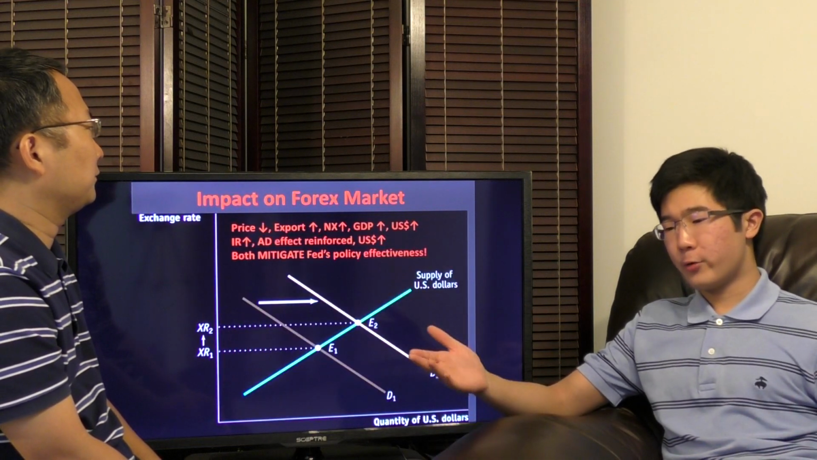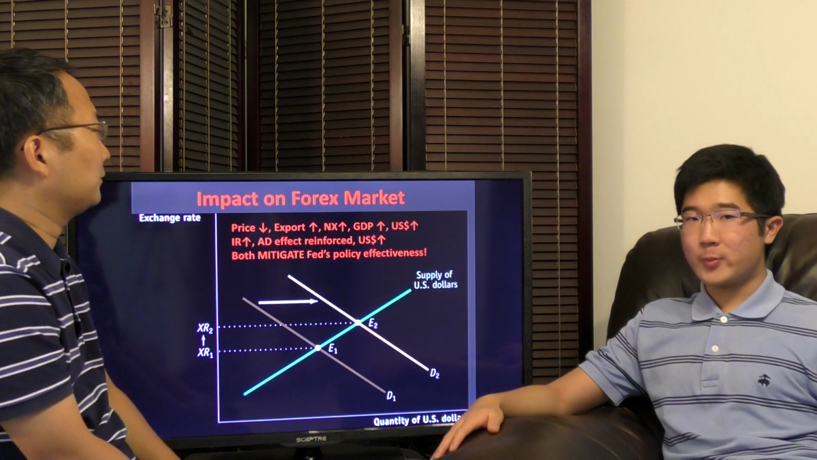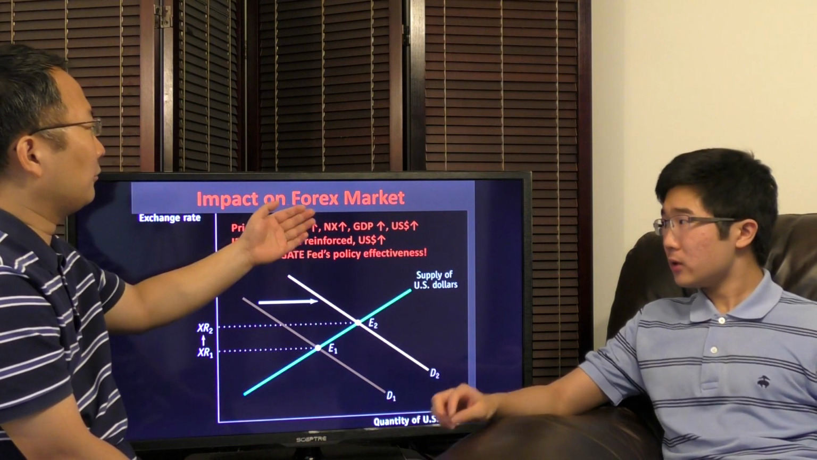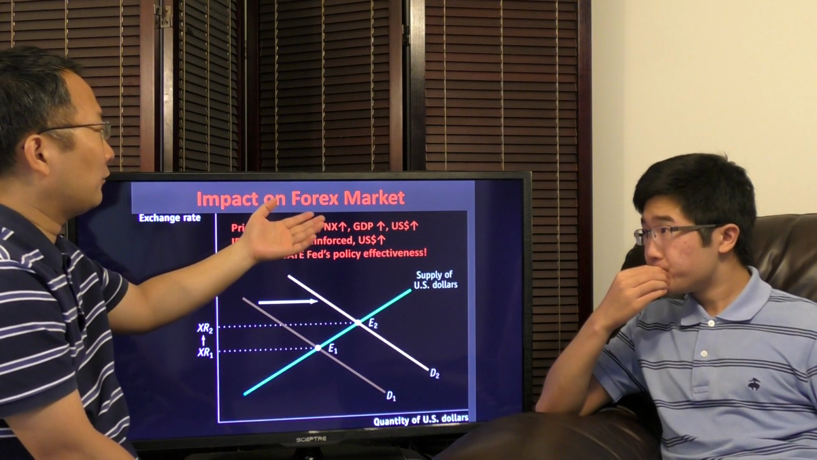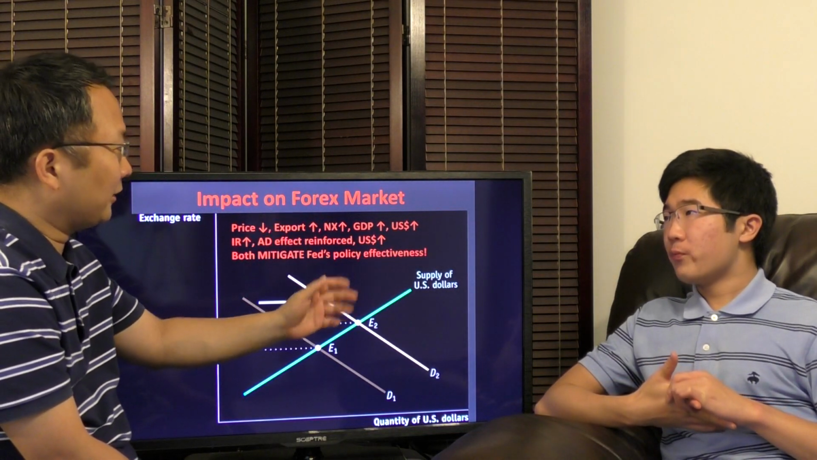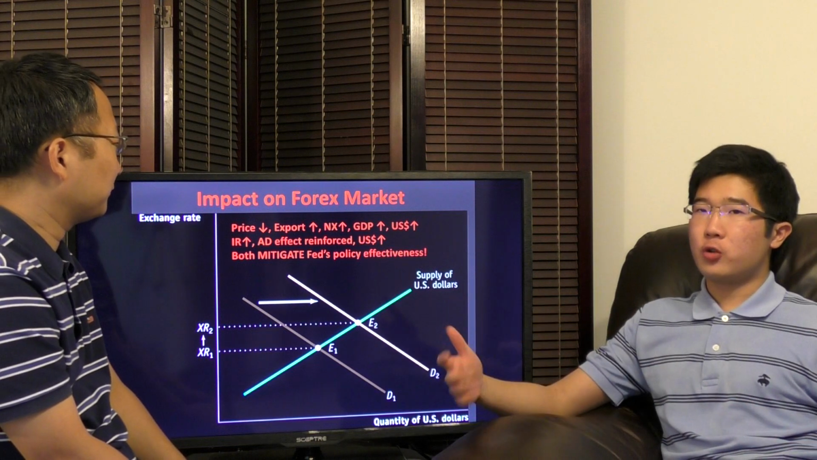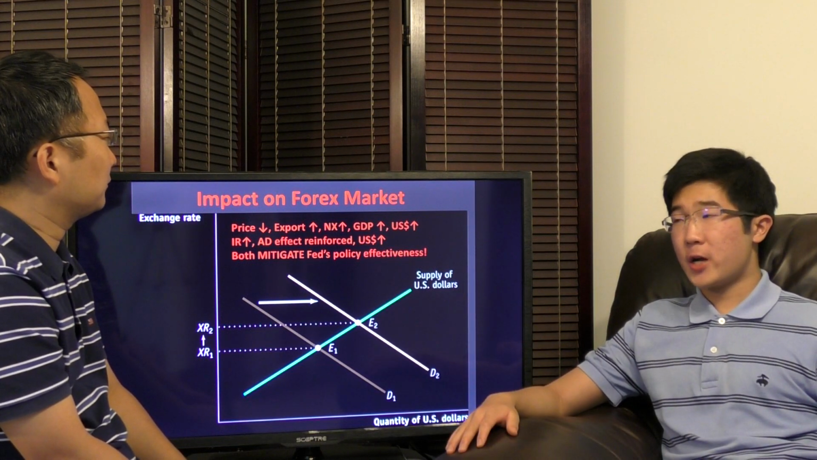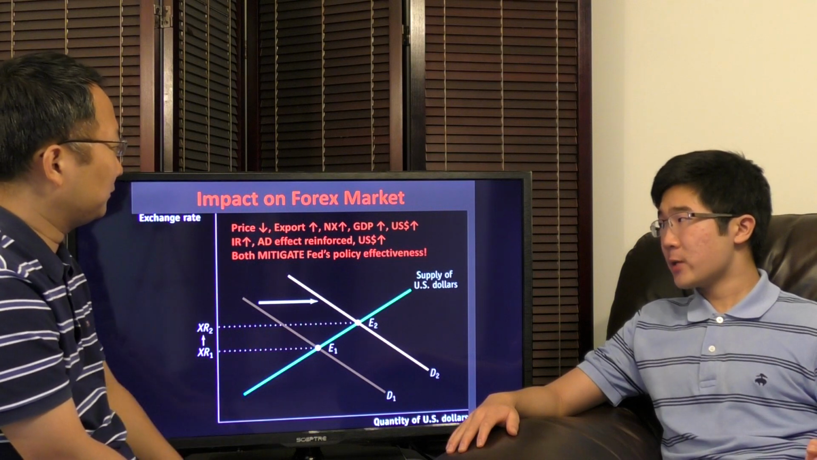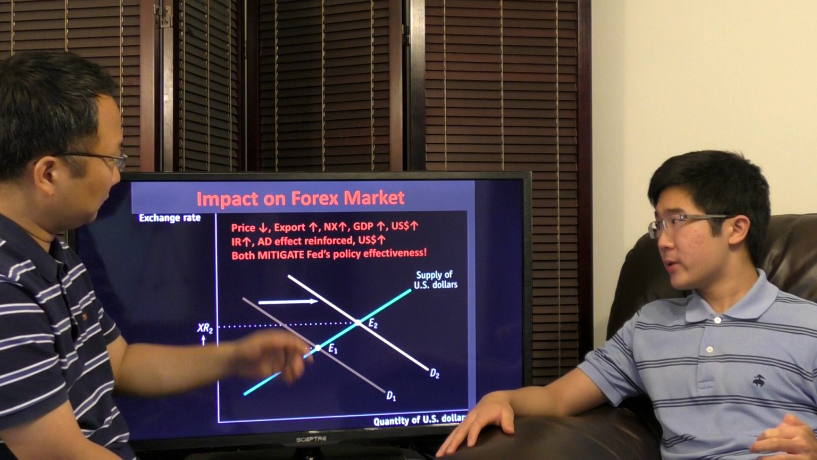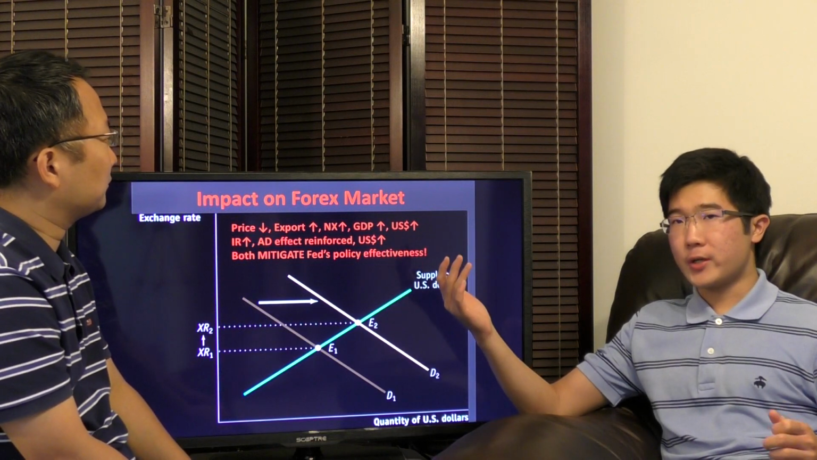So what if we do count trade? What if we counted the Forex market, which affects trade? When we consider the Forex exchange rate, the story becomes a little bit more complicated. In the face of contractionary fiscal or monetary policy, let's say the price level will decrease. This will cause exports to increase, which will then cause our US dollar to increase as a result.